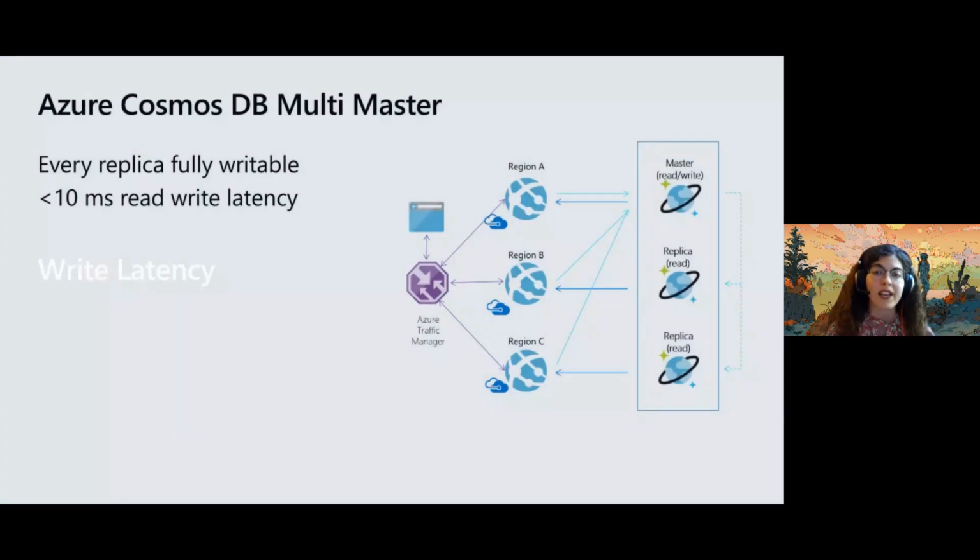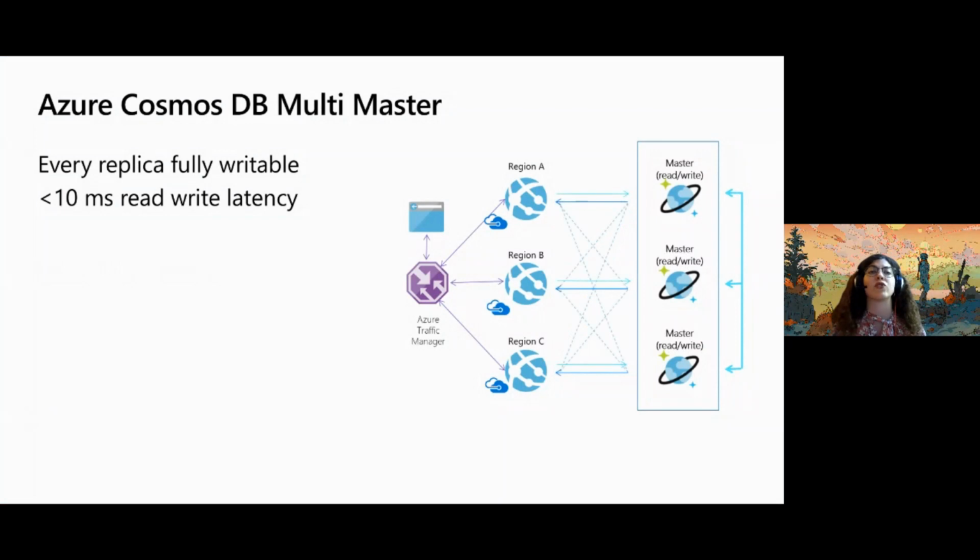But when I have to write, I need to write across the country, basically, then get replicated and be able to read from there. So that's why CosmosDB, in order to fight this latency and bring the write latency to a very low level, has introduced a feature of multi-master. And this means that every replica in my account is fully writable. And this manages to bring the write latency to less than 10 milliseconds as well.